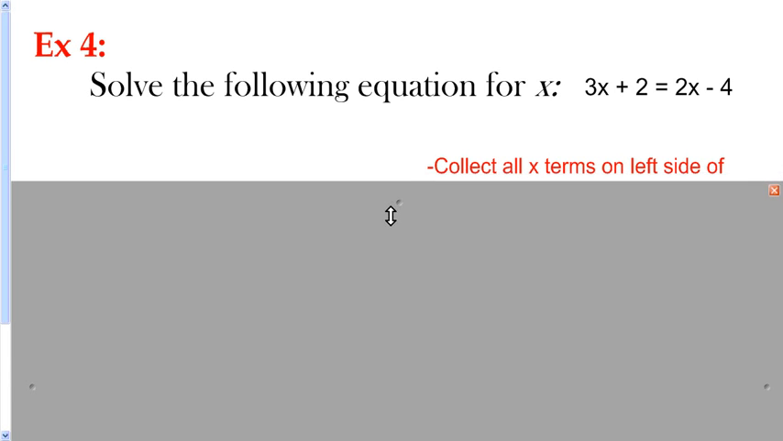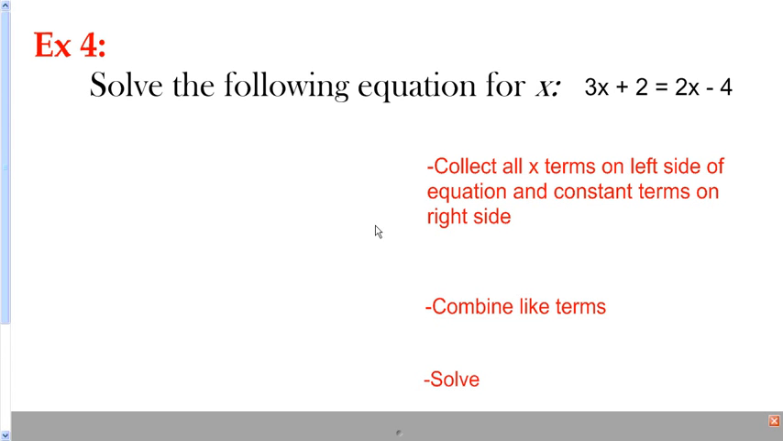Alright, solve the following equation for x. Okay, so we need to collect all the x terms on the left side of the equation and the constant terms on the right side. So let's do it. So 3x, we can leave that, that's an x variable, so let's leave that on that side. Now here we have a plus 2x. If there's no sign, it's a positive. When we bring that to the left side, it becomes negative 2x. Then I can write my equal sign, because those are the only two x terms, this one and this one. So on the right hand side, we already have this negative 4, so let's leave that be. That negative 4 stays on the right side. It doesn't change sides, so the sign stays the same.